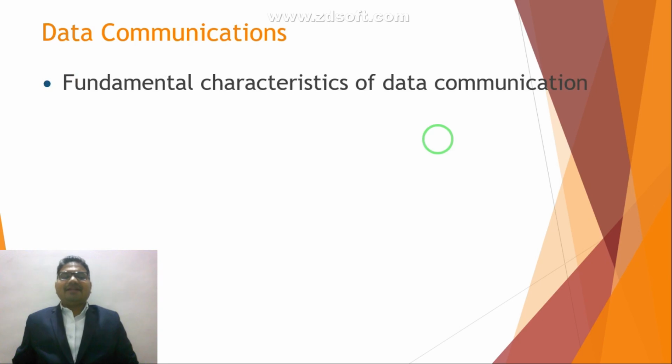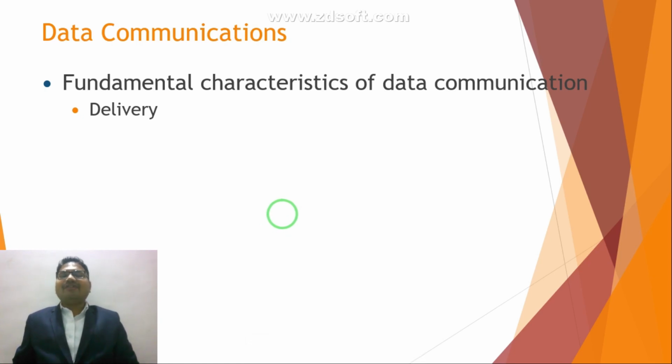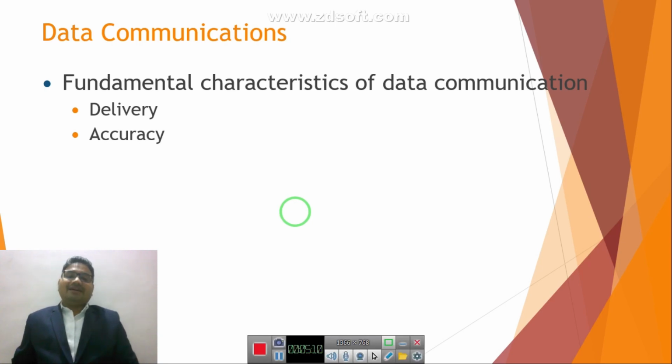What are the fundamental characteristics of data communication? First it is delivery. It means the system should deliver the data to the intended user, that is to the correct destination. The data should be received by the intended or desired user. After that, accuracy. That is, data must be delivered accurately. Data that is altered or changed during transmission is useless. So data must reach the user accurately.